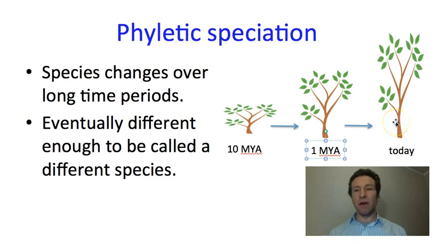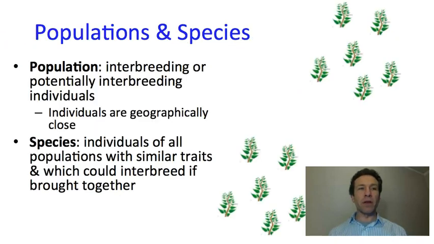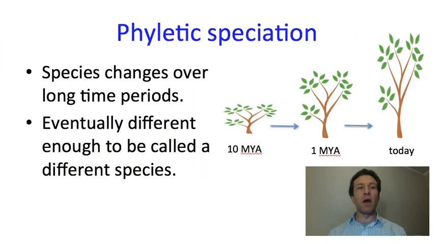Well, if the traits are very different today than 10 million years ago, then by our earlier definition of species, which said they had to have similar traits, we would no longer consider these the same species. Could they interbreed? Well, in theory, maybe if we had a time machine, we could test that. In practice with phyletic speciation, we're usually going to have to speculate about that question. But if we see big enough differences, we could call them new species, and that is phyletic speciation.